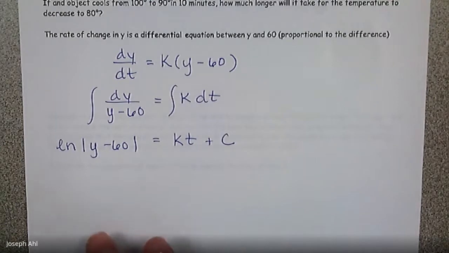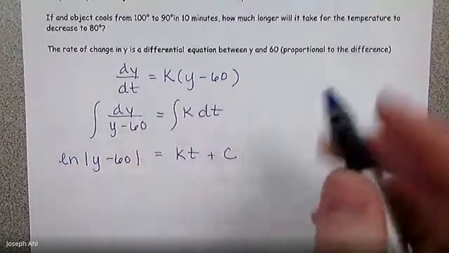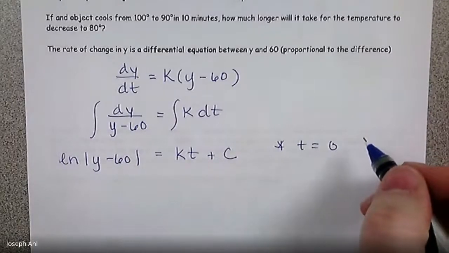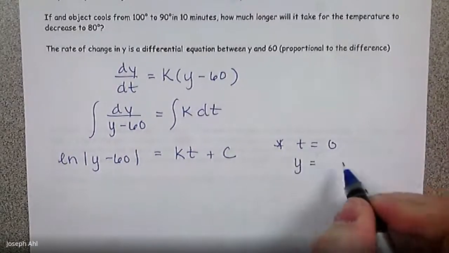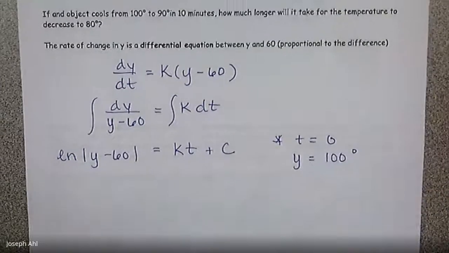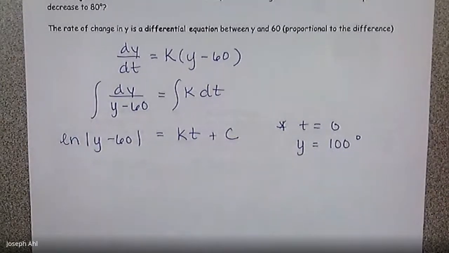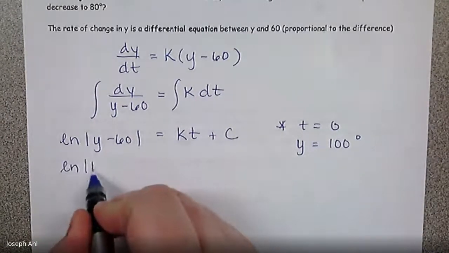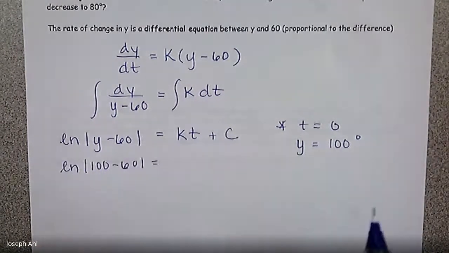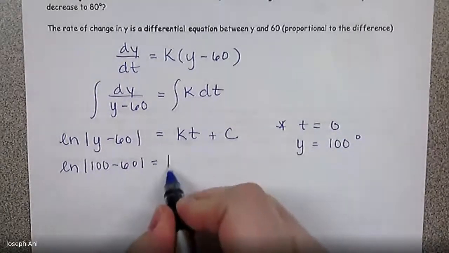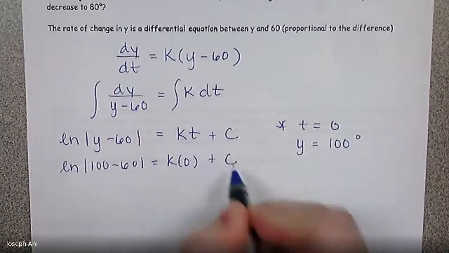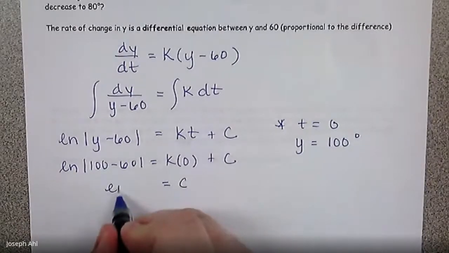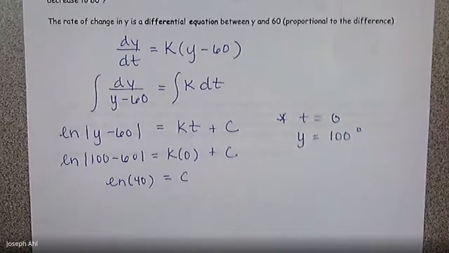So if we look back to the top, the object cools from 100 degrees. So what we know is that at t equals 0, the temperature y is 100 degrees. Let's plug that in and quickly solve for our constant c. We're going to get ln of 100 minus 60 equals k times 0 plus c. So this just becomes c, and that would be ln of 40.